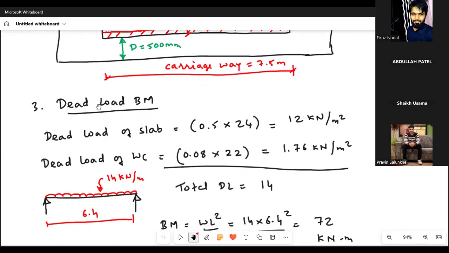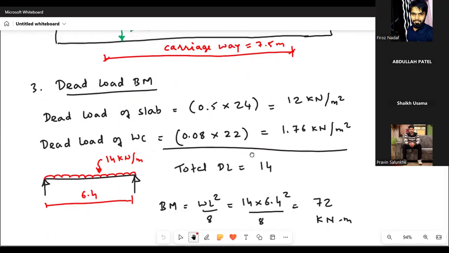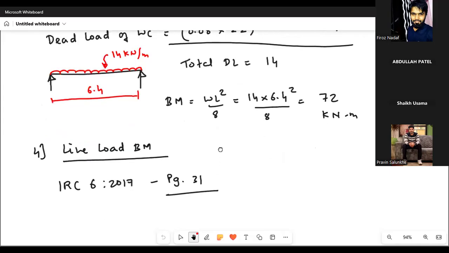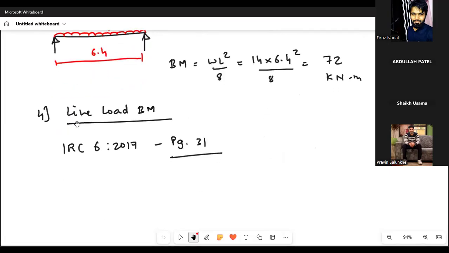Then you need to find the dead load bending moment. The dead load of the slab is the total depth of the slab 0.5 into 24, and the dead load of the wearing coat, the density of the wearing coat is 22. So you are getting the total dead load. From the total dead load, you can find the bending moment with respect to the dead load. We need to find the live load bending moment. To find it, you need to refer to IRC 6 2017, page number 31.